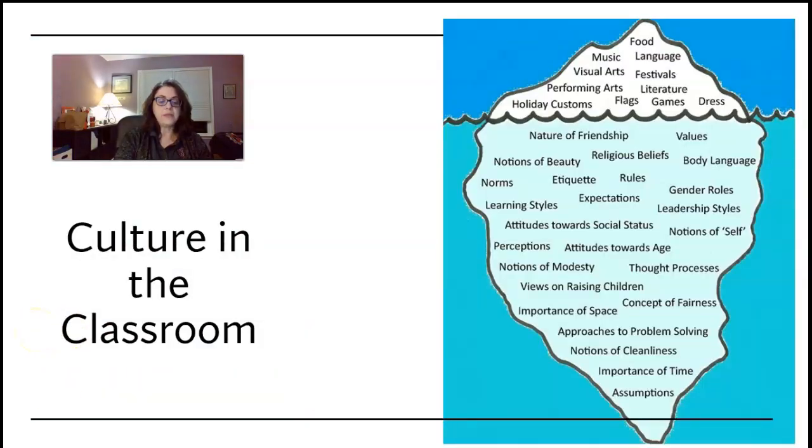Now, let's take a look at the cultural iceberg model that was first developed by Edward T. Hall in 1976 as it pertains to the classroom. This is known as the cultural iceberg model. Typically when we think of culture, our first thoughts, of course, are things that are at the tip of the iceberg here, like food, music, language, festivals, different holidays, customs, flags, that sort of thing. Okay, these are what you would call your big C cultural items.